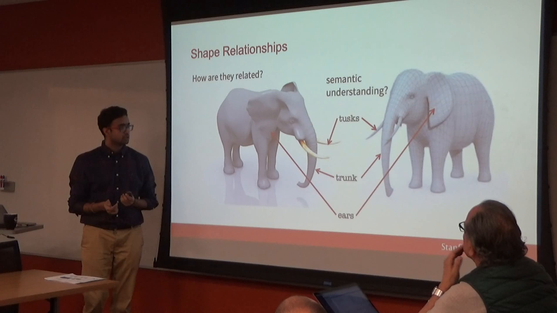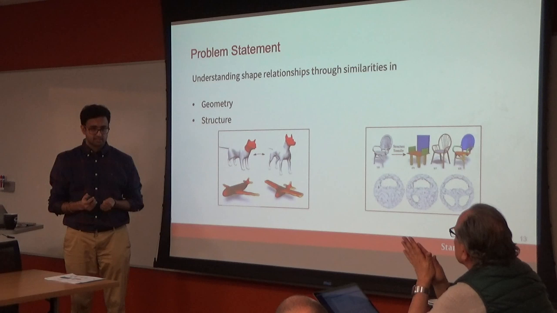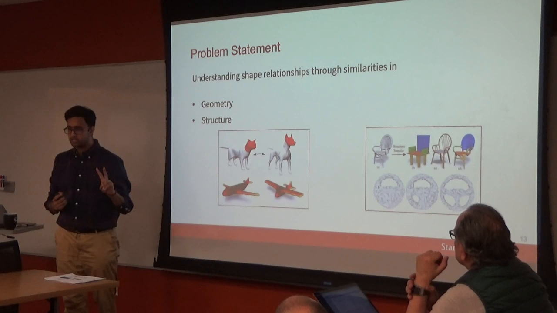Also, if we knew which part of this animal was what, we could use the actual semantic understanding to relate these two shapes. So there are many such similarity perspectives. And over the course of my thesis and over the course of this talk, I shall talk about how we can use two specific similarity perspectives to understand shape relationships, specifically geometry and structure.